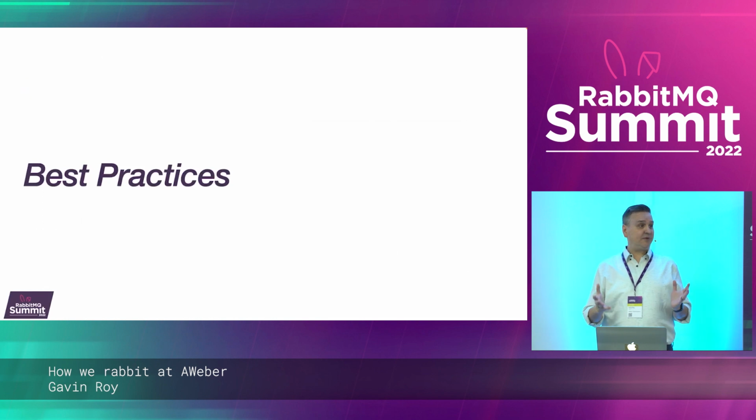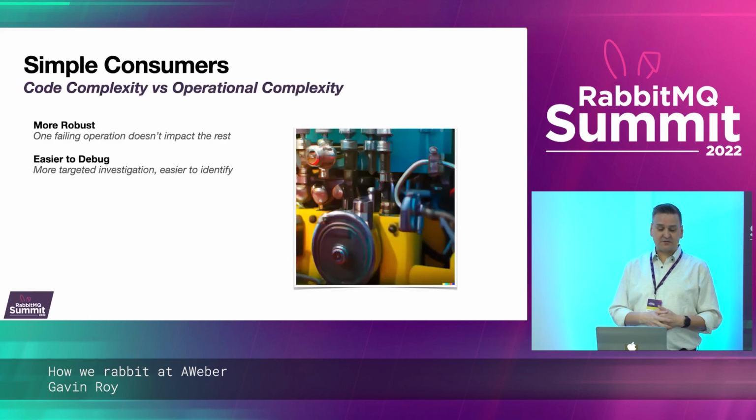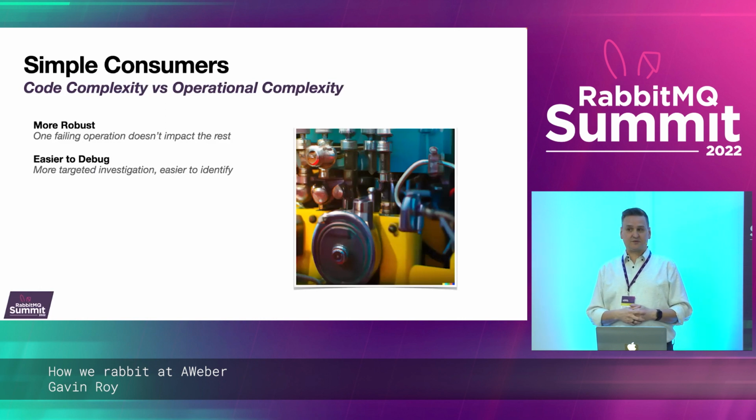Finally, I want to talk about our best practices, the things that have been very useful for us in operating at scale in our message throughput. And really, these are our opinions, right? More than how we do the things we do, the opinions that have helped us be successful about what we do. First is we write simple consumers.